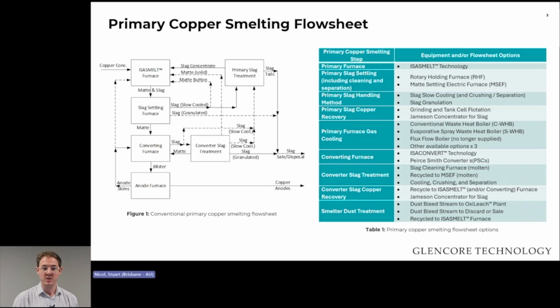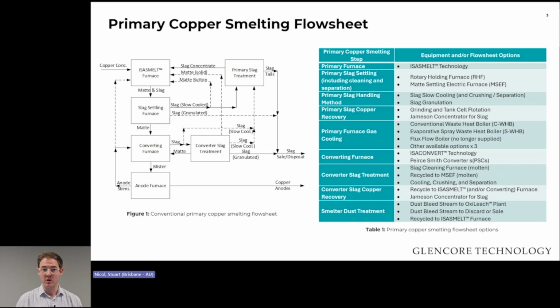So if we look at the primary copper smelting flow sheet, there are a number of steps, stages and bits of equipment to them. While we've got the primary smelting furnace, which is the Isasmelt furnace, for everything else there's a lot of optionality. The first stage after the primary smelting furnace is your settling furnace. People could generally choose between an RHF or an MSEF for settling the furnaces. Then you can take the slag and handle that in different ways. You can granulate, you can slow cool, you can do flotation. Then of course the primary off gas, you've got different waste heat boiler configurations. You've got conventional waste heat boilers, you've got radiation and spray convection sections, you've got radiation tubes. There's all sorts of options for your gas cooling and dedusting there.